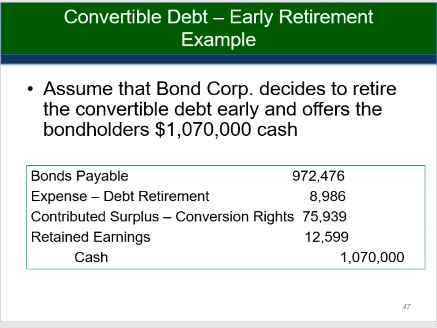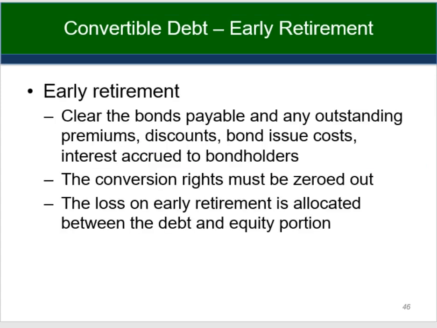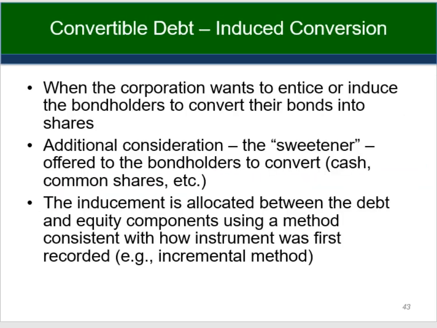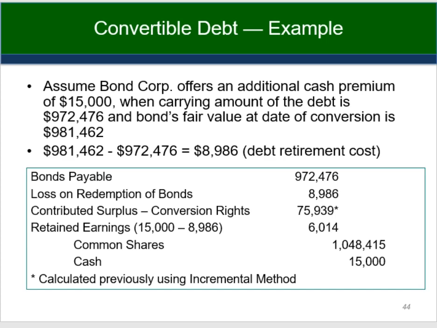I think this journal entry is actually incorrect. The bonds payable definitely has to go away, and the contributed surplus definitely has to go away. But I think the difference between these would be essentially a loss, so a loss on the early retirement of the bond. So I don't see a reason for the expense treatment. That expense treatment was related to the $15,000 that we paid earlier, so I don't think it actually applies any longer.